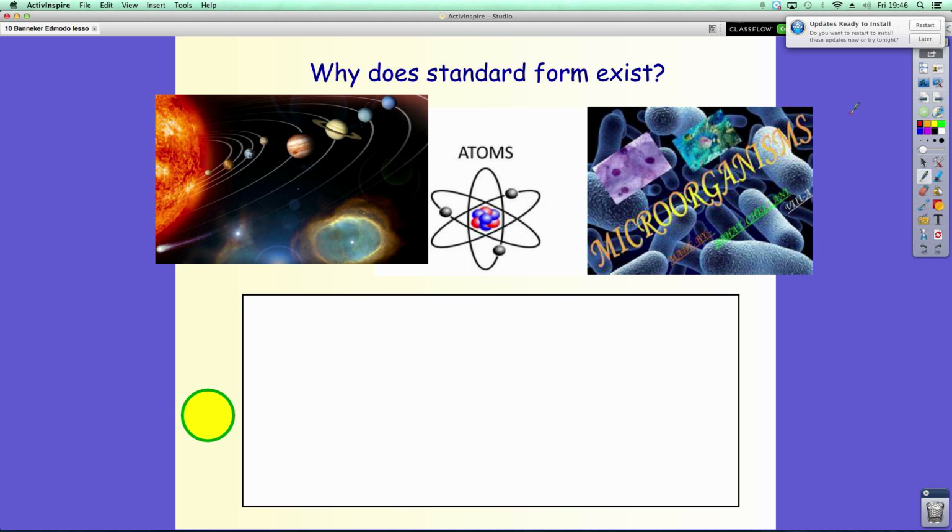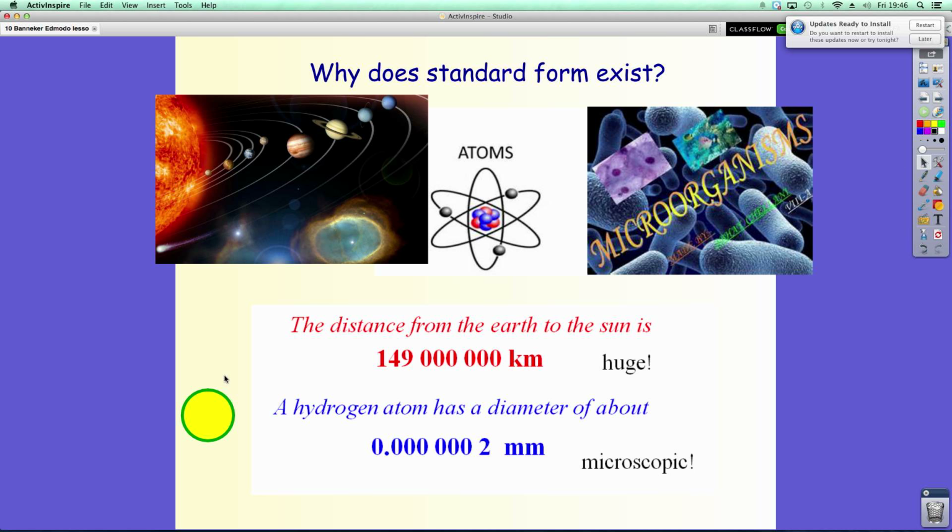Right. So why does standard form exist? Now, in science specifically, we've got quite large numbers, things like the distance from the Earth to the Sun, and that's 149 million kilometers, and a hydrogen atom has a diameter of about 0.0000002 millimeters. Okay, now these two values, one is a gigantic number, and the other is a very, very small distance.